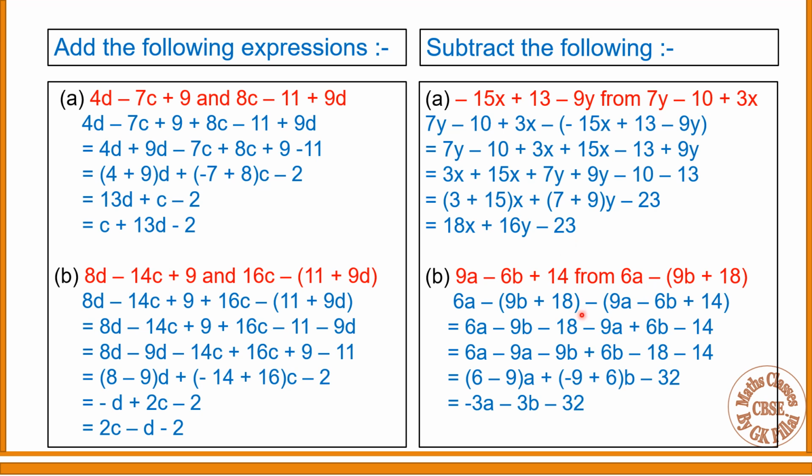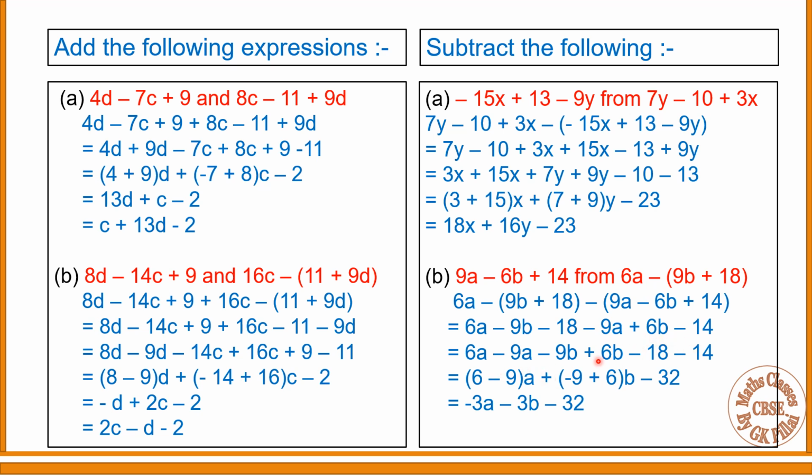Now here another one. Subtract this from this. Write this first. 6a minus 9b plus 18 minus this expression. Now you have to open the bracket twice. Here also you have to open the bracket, here also. Here it will be minus 9b minus 18 minus 9a plus 6b, and this is minus 14.